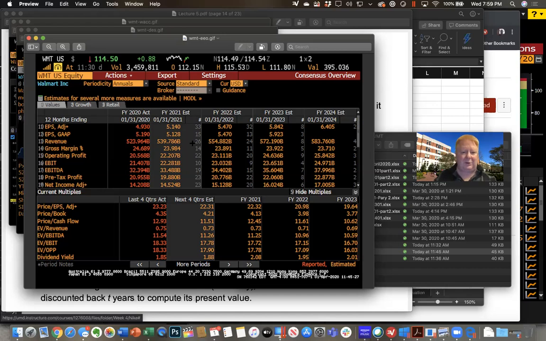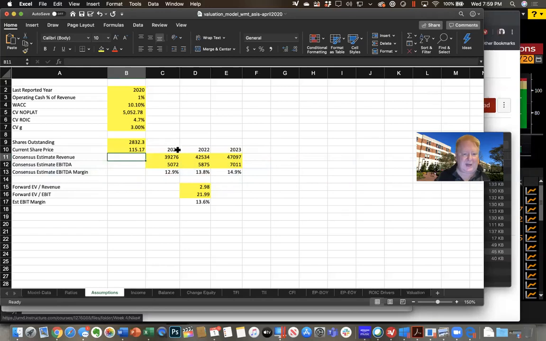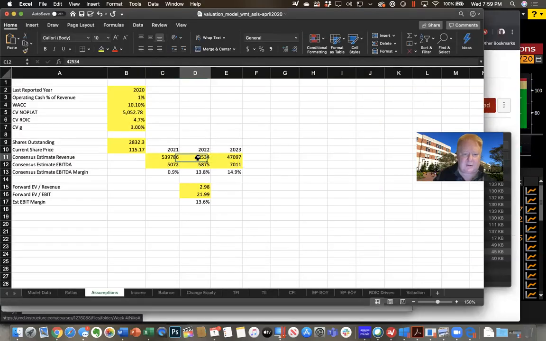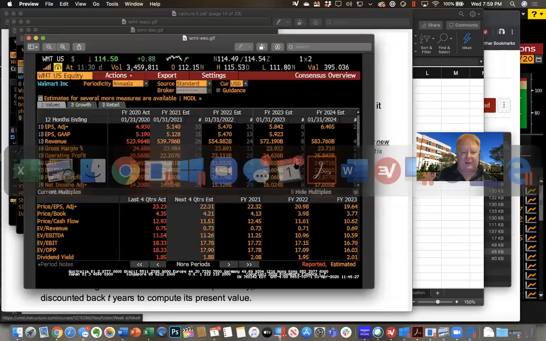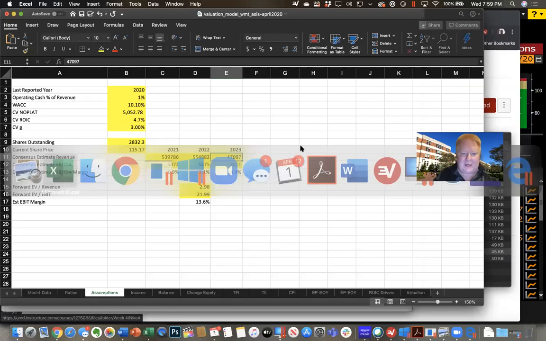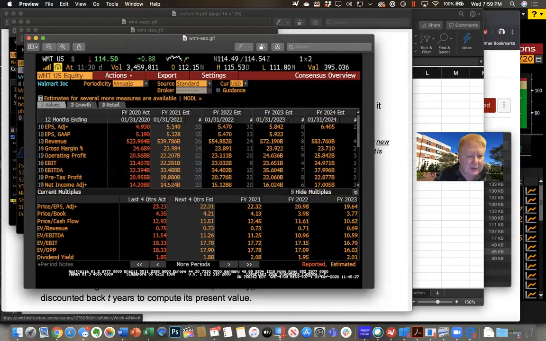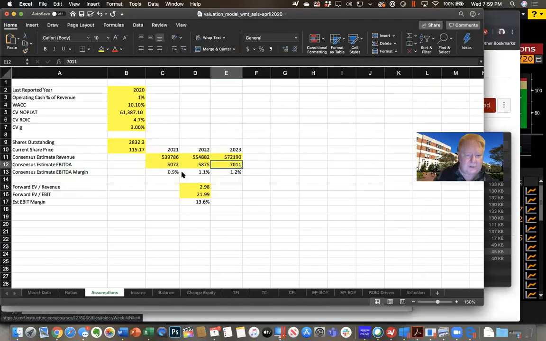So for 2021, it's 539,786 million in sales. Then 554,882 in sales for 2022. And for 2023, it would be 572,190. All right, for EBITDA, 33,488 in 2021.